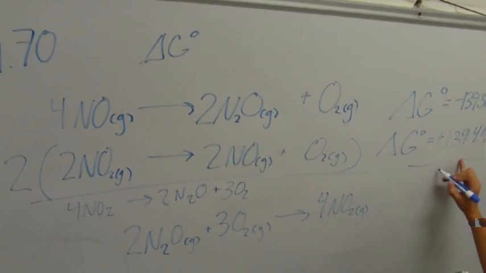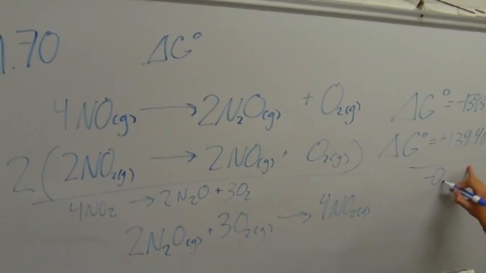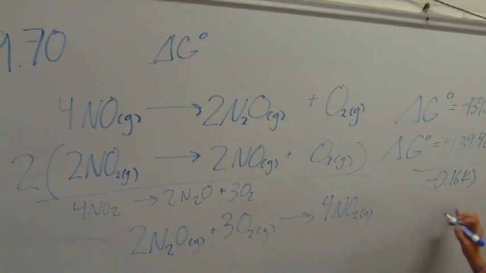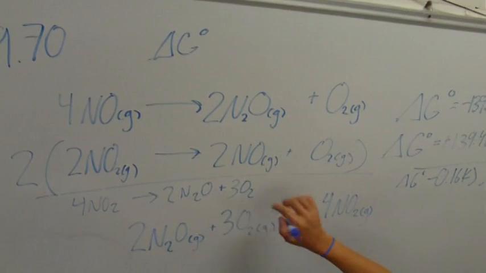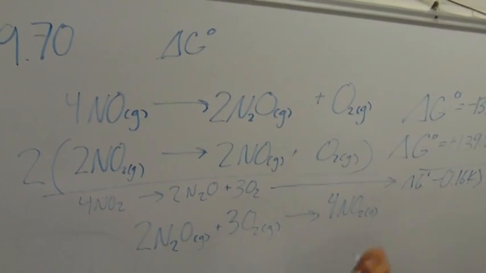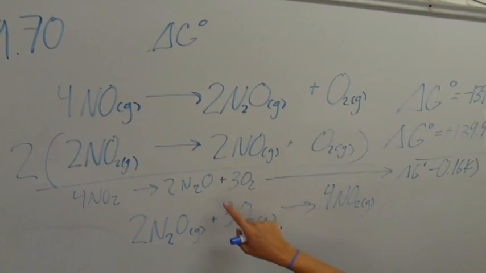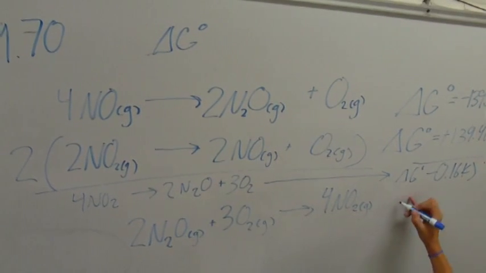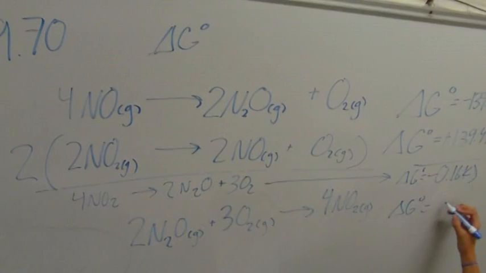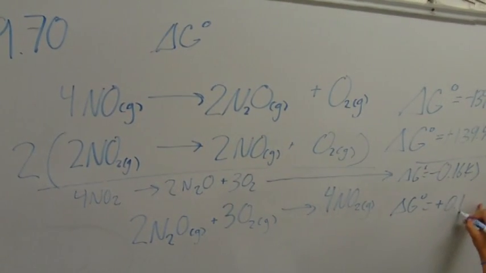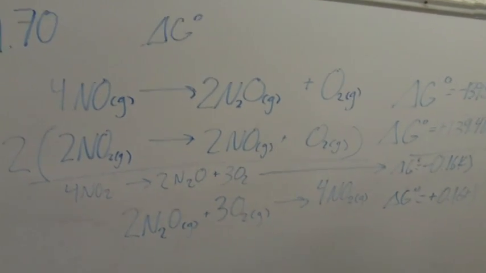And then we added those, so we can add these. We end up with negative 0.016 kilojoules for our delta G of this equation right here. And since the equation we wanted was just this one flipped over, we just have to flip the sign. So it's positive 0.16 kilojoules. Okay.